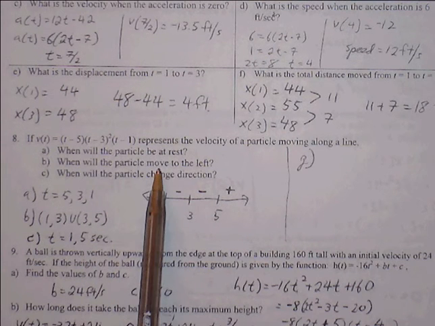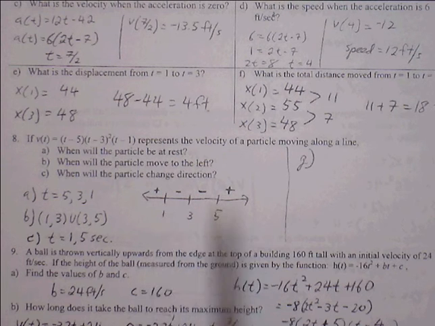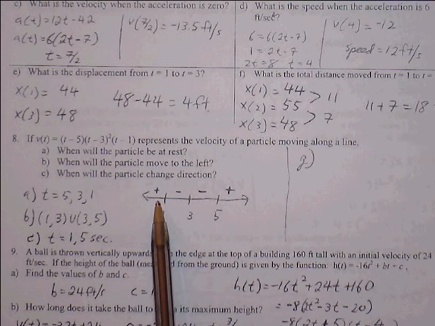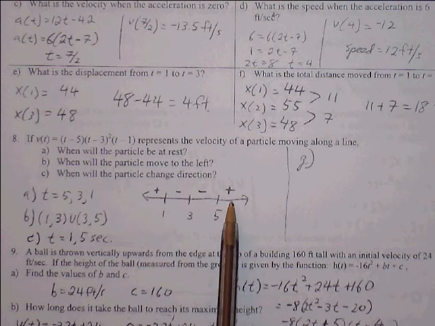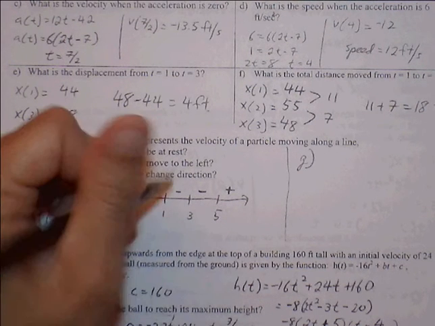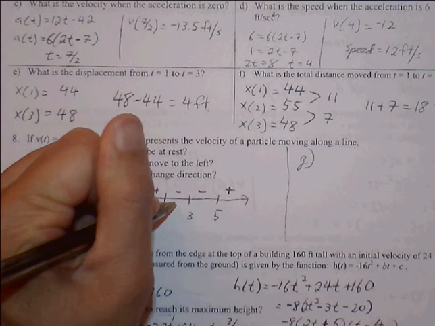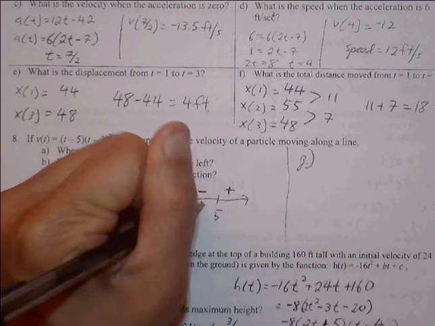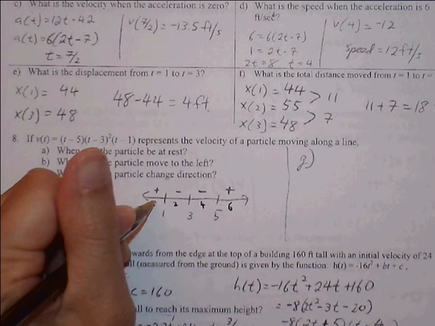When does the particle move to the left? Well, we're going to make a sign line and then test each of the intervals. So here I can choose 0. Here I can choose 2. I can choose 4. I can choose 6. So I'm going to take each of these test points, plug into the velocity function, and determine the sign.